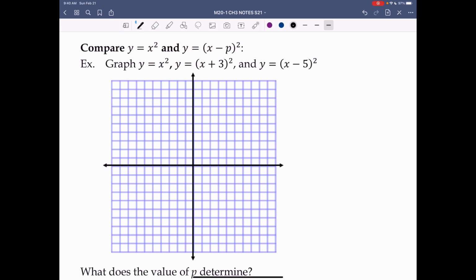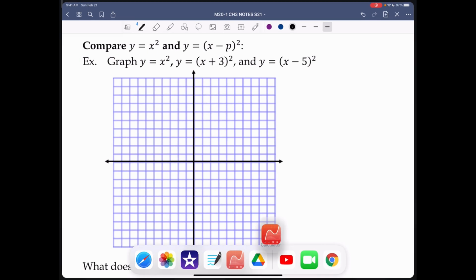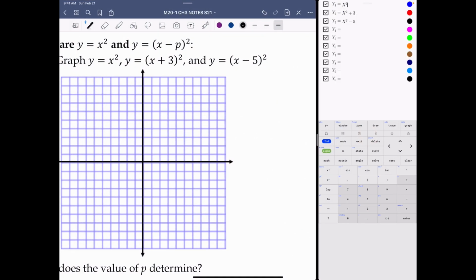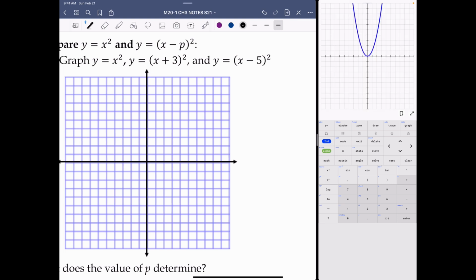Compare y equals x squared and y equals x minus p all squared. Example: graph y equals x squared, y equals x plus 3 all squared, and y equals x minus 5 all squared. Again, let's use our calculators to help us with this. Go back to y equals. We're going to clear the 3 equations we had entered. Go back to y1. Oh, I guess I could have left the first one. That's okay. X squared, graph.